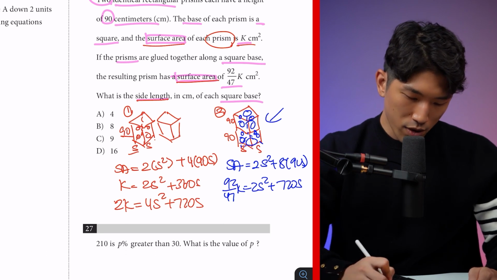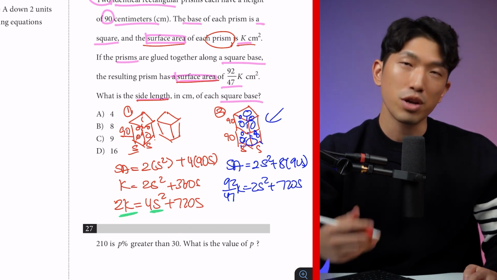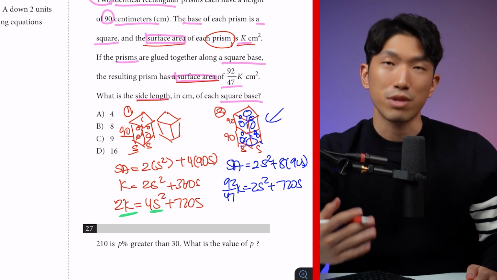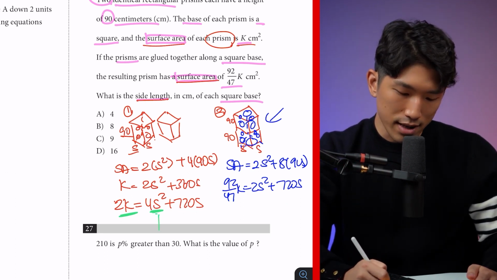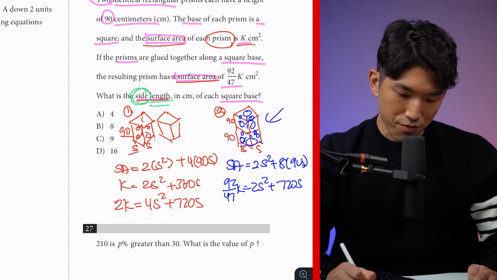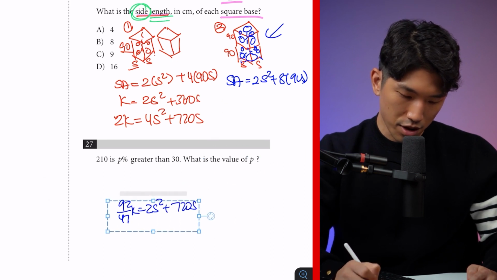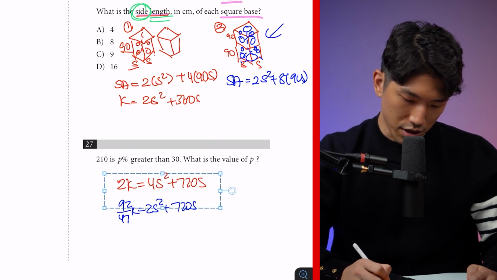And what do we see here? We have two unknown variables and we have two separate equations, right? So we're going to use a system of equations and play around with the equations and find out what our S is equal to, because that's the side length we are looking for. So first I'm going to bring these two together and it's going to look something like this. We have one over here and then we have the other equation, like so.